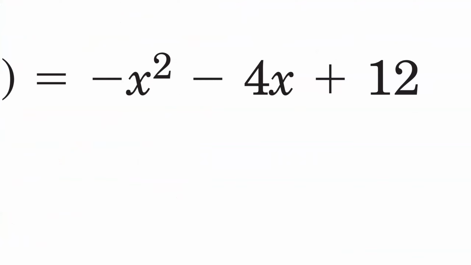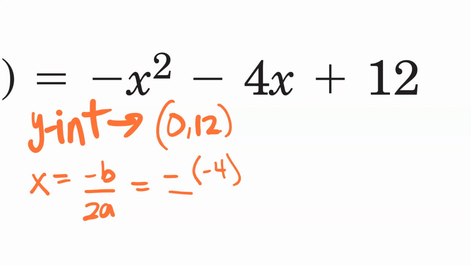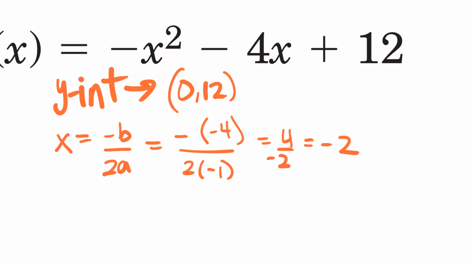Let's start. Okay, our y-intercept. Is that 0, 12? We good about that one? So you just plug in 0 for x. Okay. So your vertex, the x value should be negative 2. This is the same as your axis of symmetry.